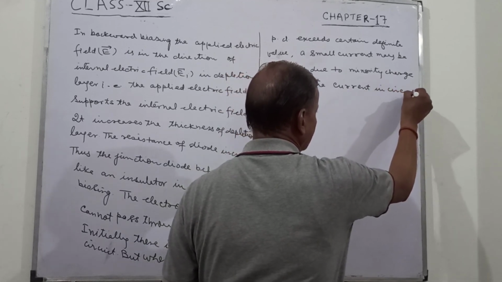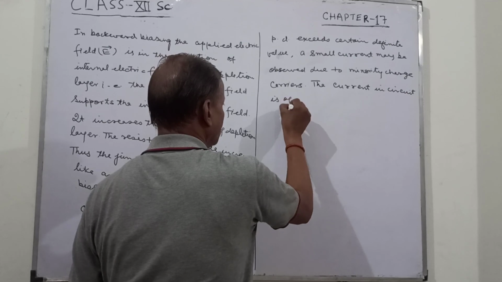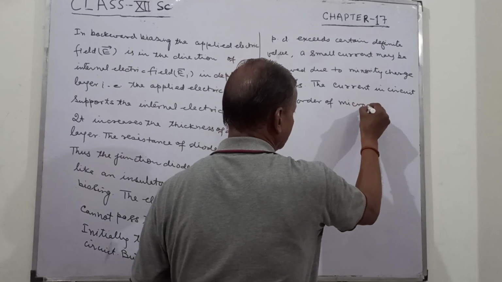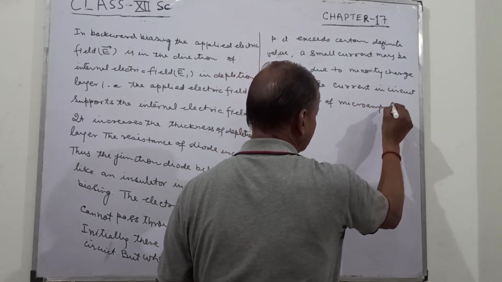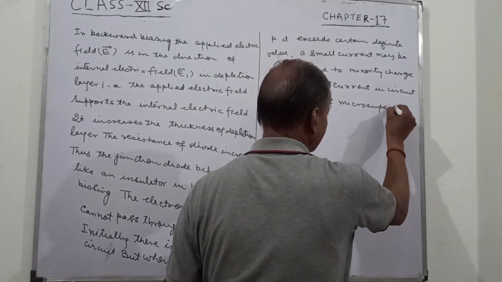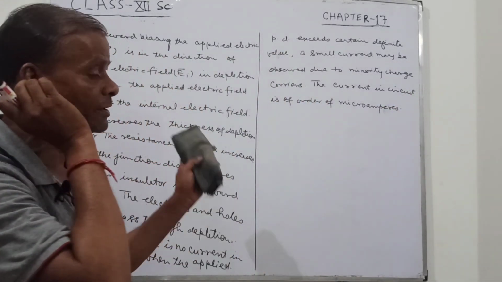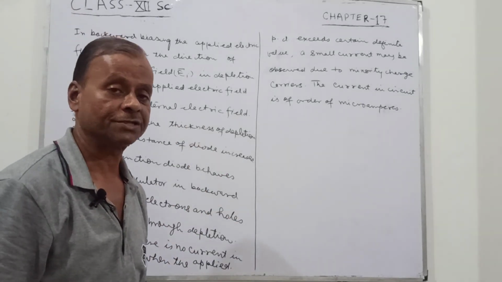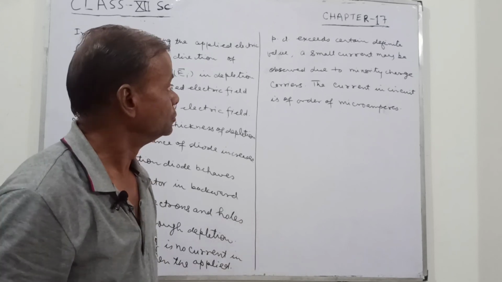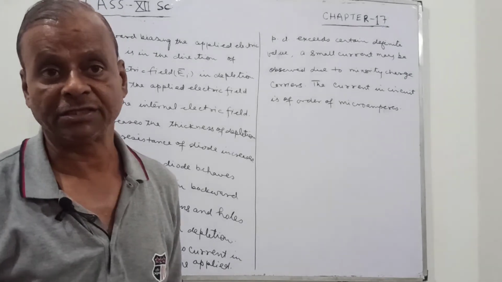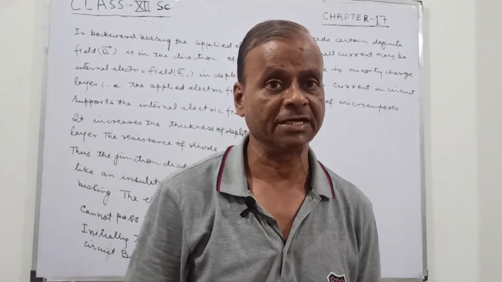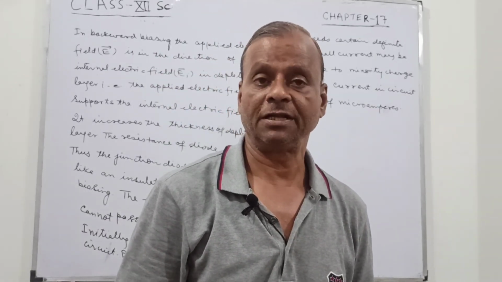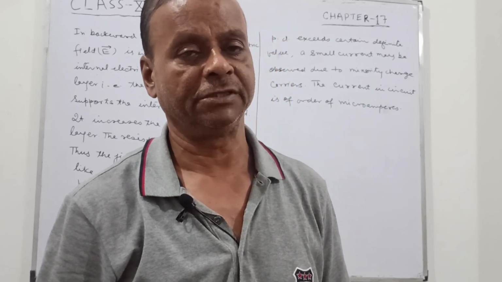The current in the circuit is of the order of microamperes. There it was in milliamperes. Here the resistance is very high, of the order of 10 raised to the power 6 ohm. So this is what I had to tell you about what happens when the junction diode is connected in forward biasing and then in reverse biasing. And in the next lecture I will tell you about the characteristic curves of the junction diode.